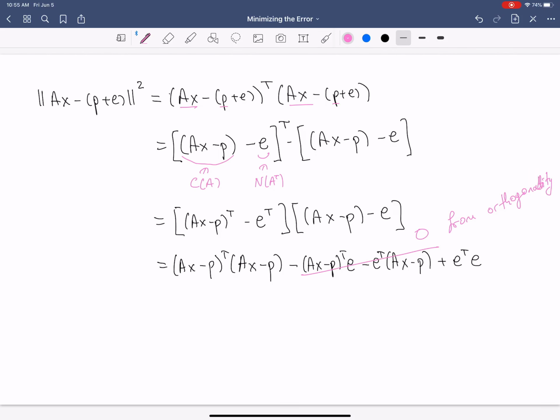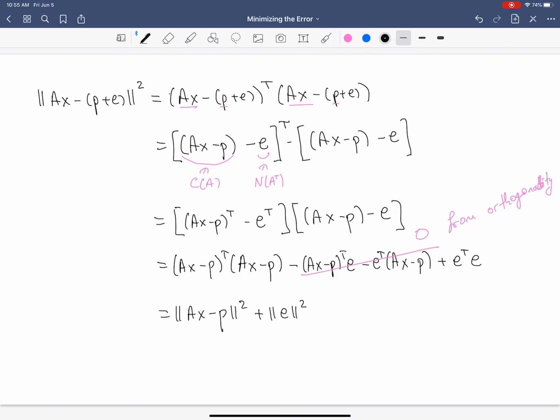So we end up with what? We end up with (AX minus P) transpose times (AX minus P). Well, that is just the norm of AX minus P squared. And then we have E transpose E, which is just the norm of E squared.